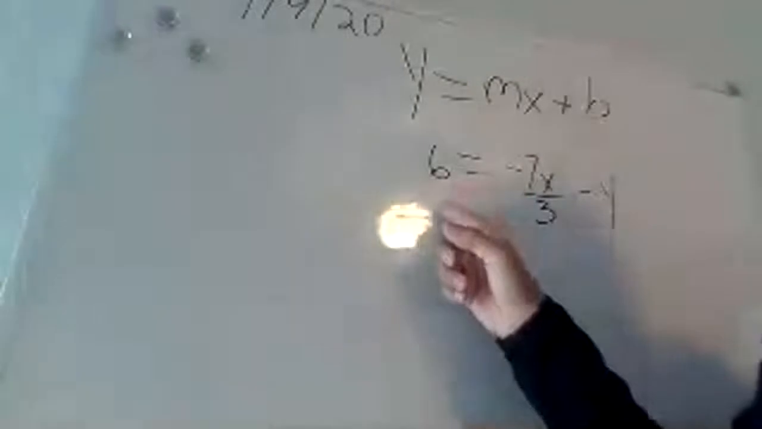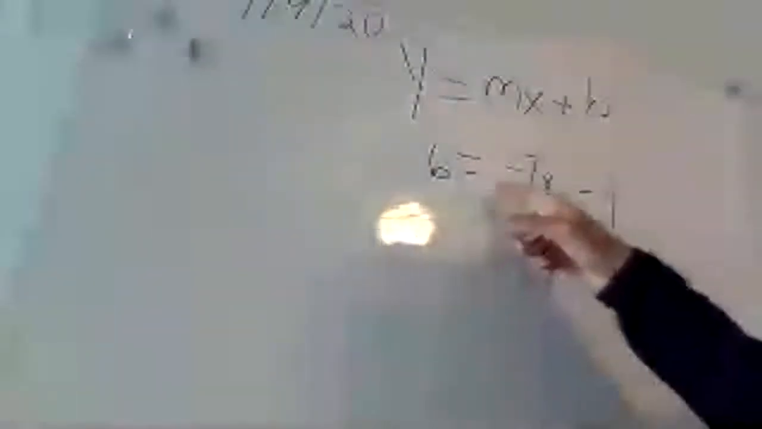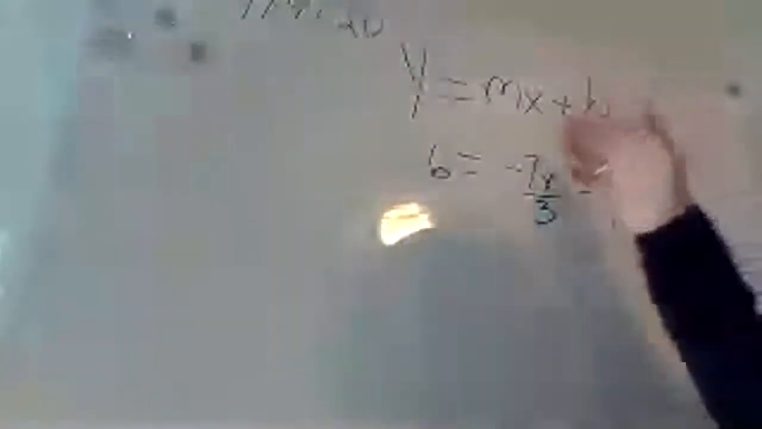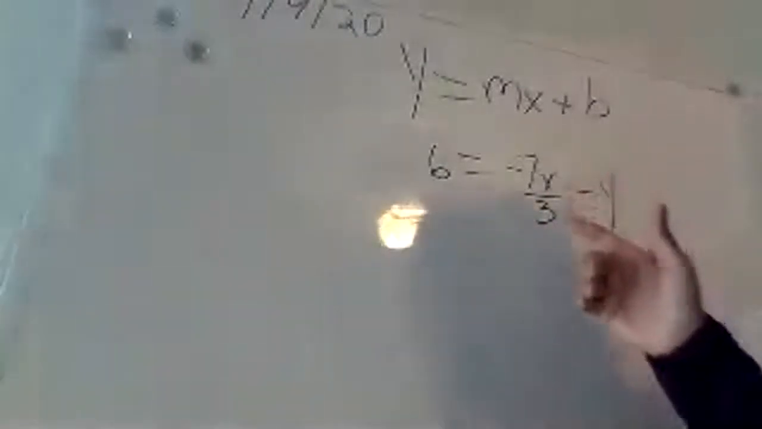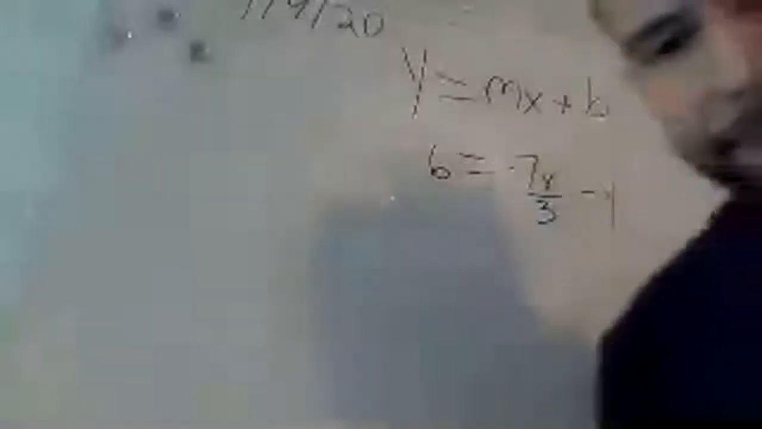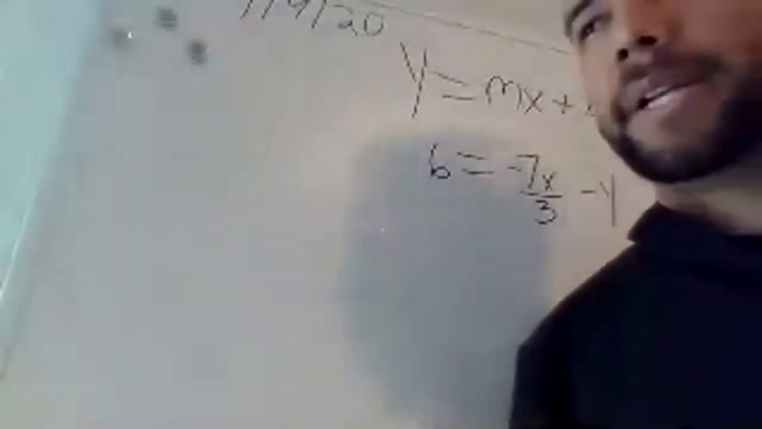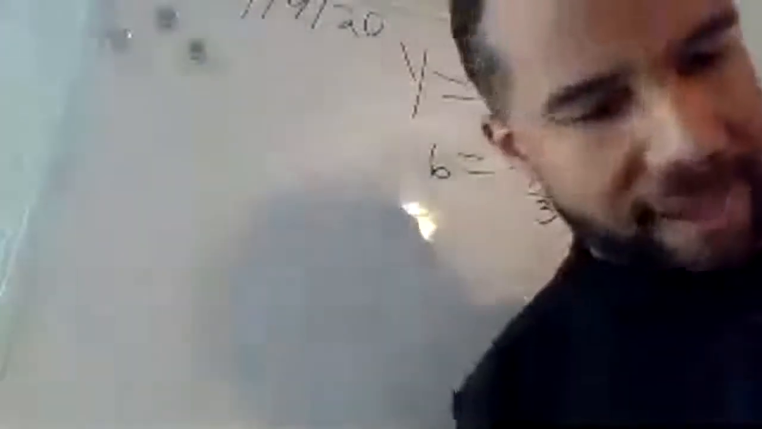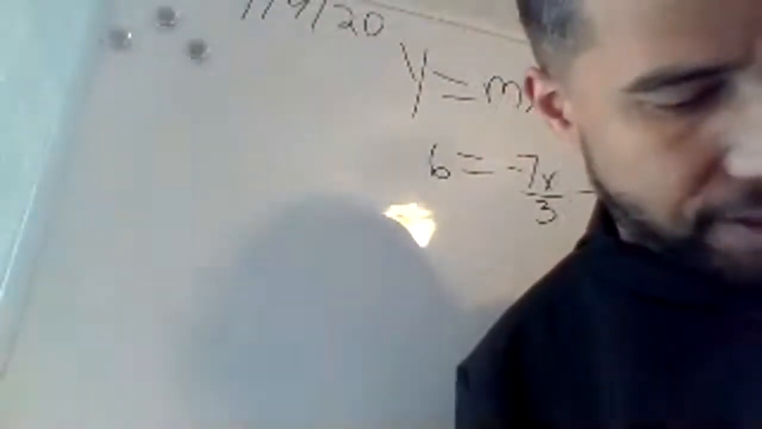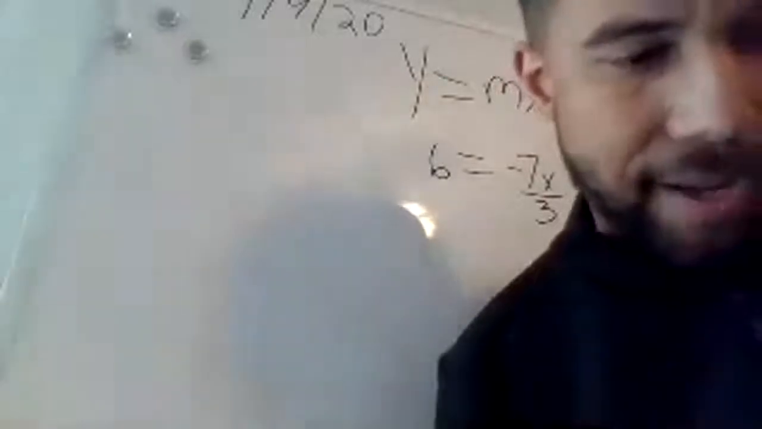So let's start off with a brand new problem. We're going to have 6 equals -7/3x minus y. Go ahead and write that down. I know that the connection is not as strong and some things are coming out blurry. I'm going to give you a minute to write that down. I think I can kick out the other thing that's on the hotspot, and that should make the connection a little stronger.